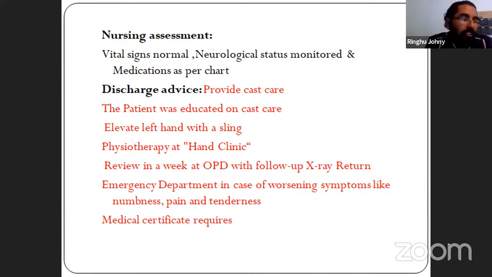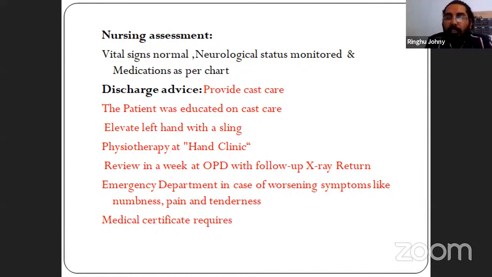Otherwise, sometimes if you write he should, we cannot be judgmental or order someone, so it's better to use one or two connectives in between. Kindly ensure he keeps his left hand elevated with a sling and attends physiotherapy.